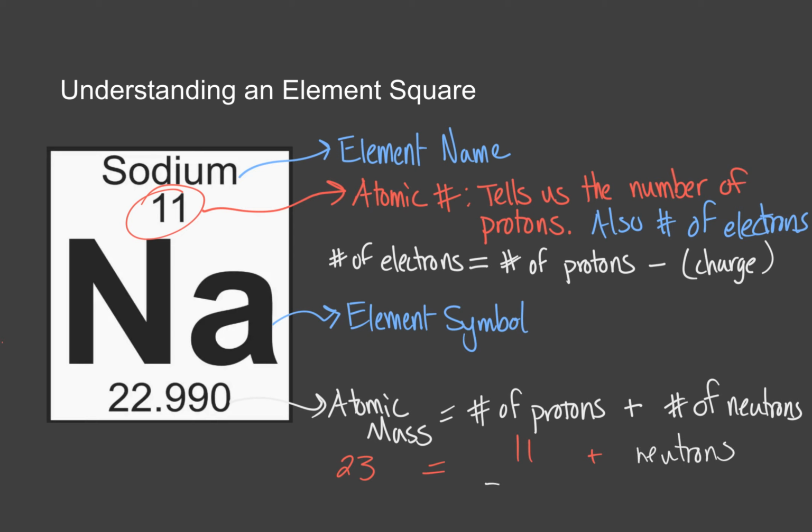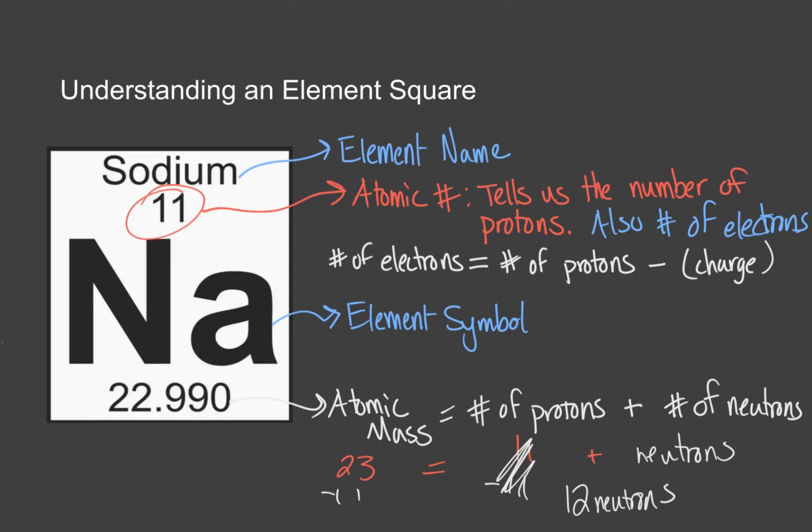Well, we just rework this equation, subtract 11 from each side of the equation. 11 minus 11 is 0, so those cancel out. And 23 minus 11 is 12. So this diagram tells us that sodium has 12 neutrons. And again, that comes from this equation, atomic mass equals number of protons plus number of neutrons.